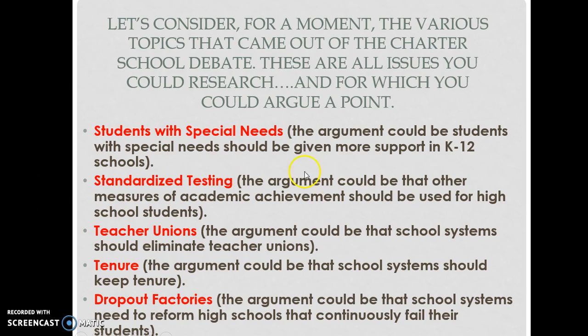To start, we know that some students with special needs were not supposedly allowed in the charter schools. So the argument here could be speaking to K through 12 schools in general to say that students with special needs should be given more support. Needless to say, your argumentative paper will be a little bit more specific, but just to give you an idea that there are arguments that could be made within each of these areas. The next area is standardized testing, and the argument could be made that other measures of academic achievement should be used for high school students.